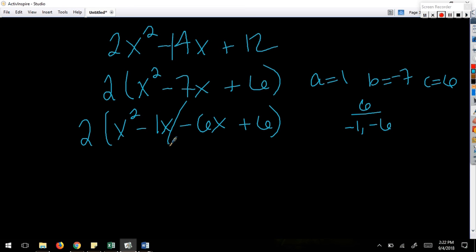Slash it. First two terms, what's the GCF? 1x. What's left? X minus 1. Y'all are not very confident, and you're saying the right things. I wish y'all would be confident in your answers.